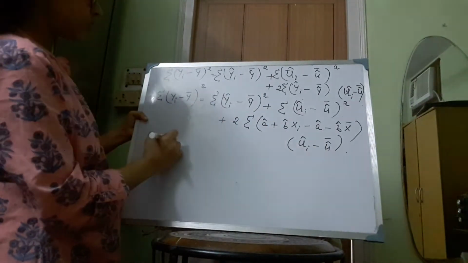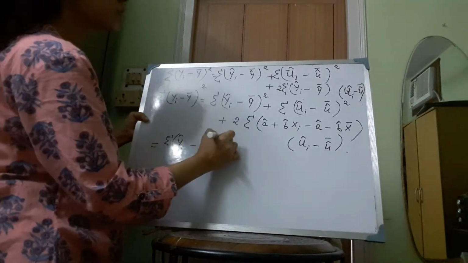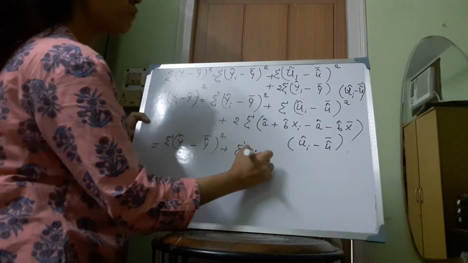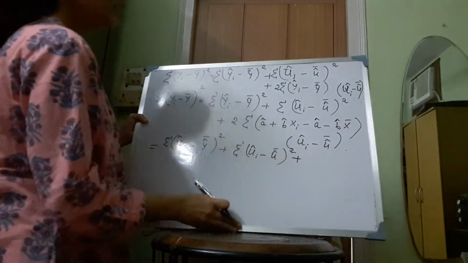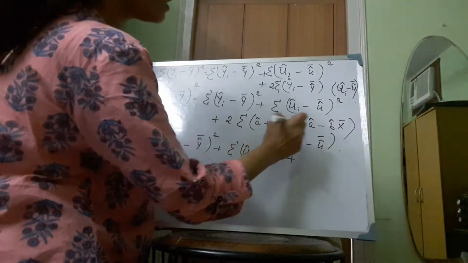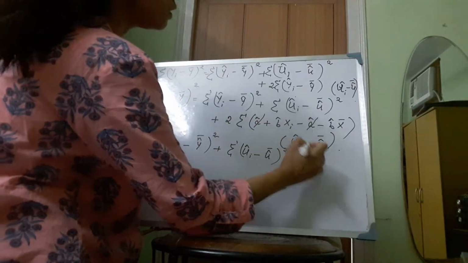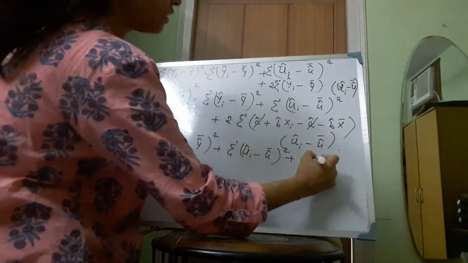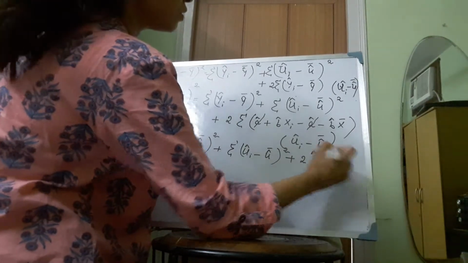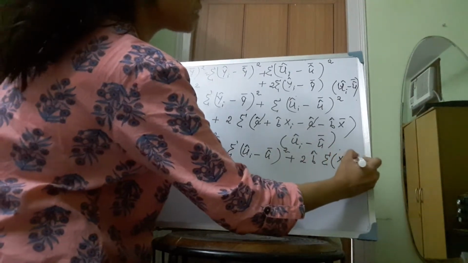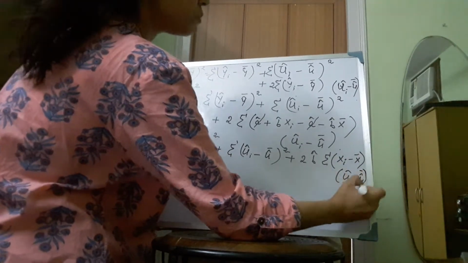Then on the right hand side, we are getting summation of (yi hat minus y hat bar) whole square, then summation of (ui hat minus u hat bar) whole square. Then here in this term, these two will cancel out, so we will have plus 2 into b hat, and within the summation we have xi minus x bar, and then we have ui hat minus u hat bar.